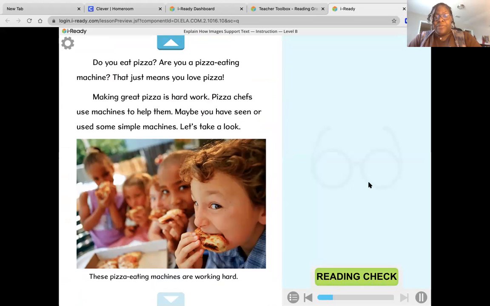Let's take a look. In the picture, we see children doing what? That's right, eating pizza. If we look below the picture, it has a text feature known as a caption. And a caption tells us what is happening in the picture. What does that caption say down there? Oh, these pizza eating machines are working hard. Let's check our reading.